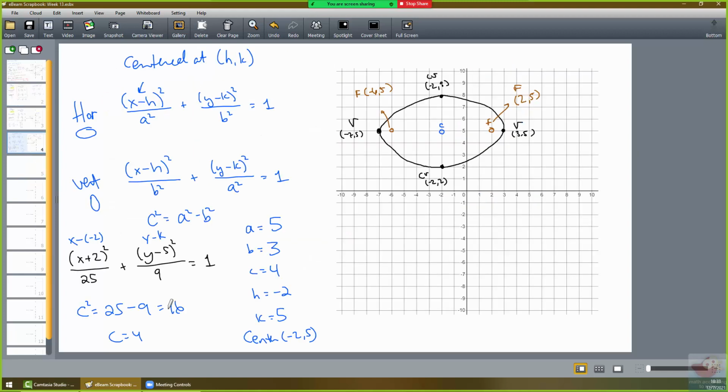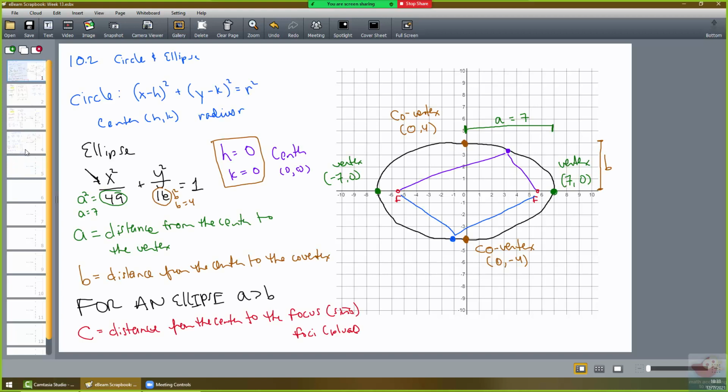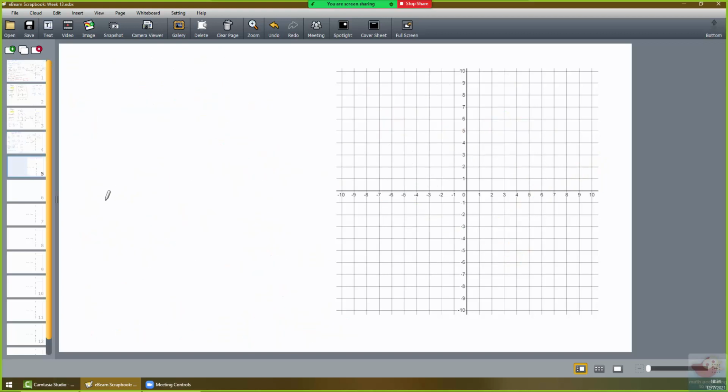Okay. Questions on ellipses? All right, very good. So that is 10.2. Let's talk about 10.3.